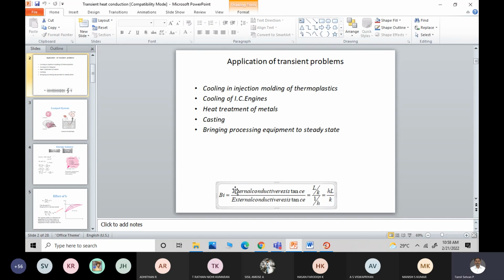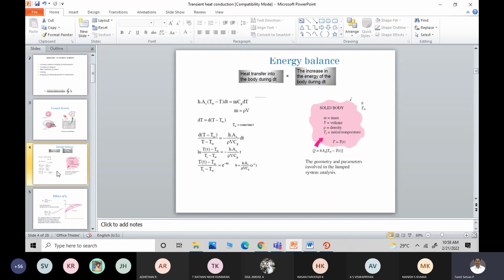The Biot number is nothing but the ratio, it's there on the screen: internal conductive resistance to external convective resistance. Most of them didn't write it. Out of the 25, only around 7 or 8 members got this question. No one has written what the Biot number is.